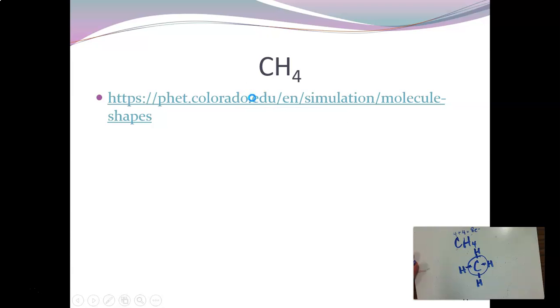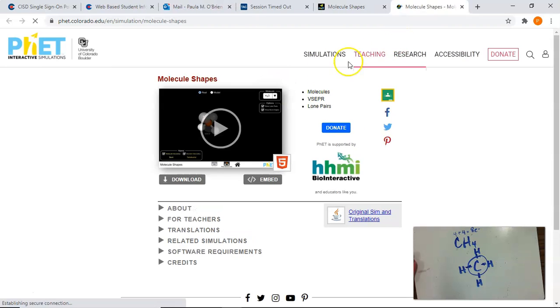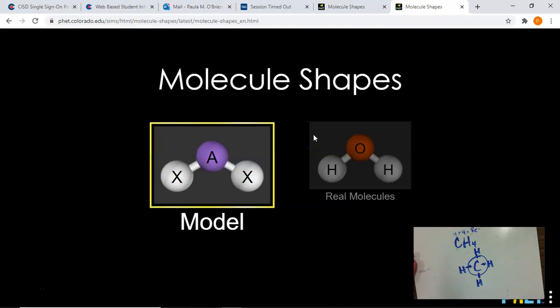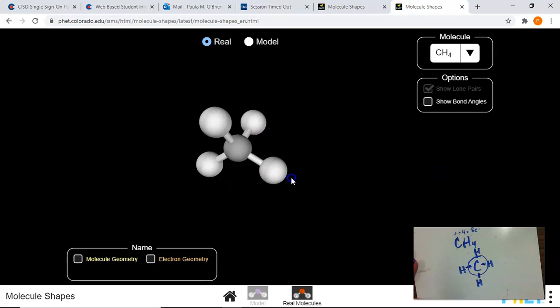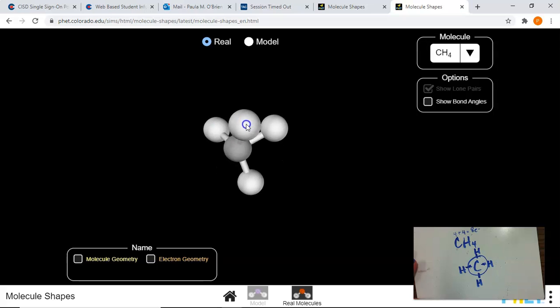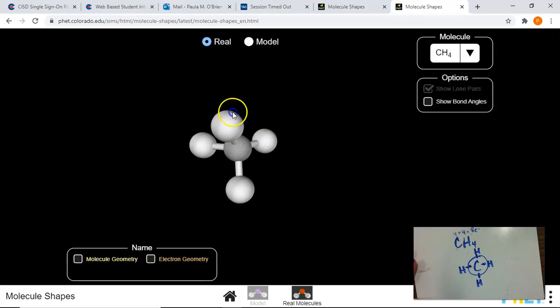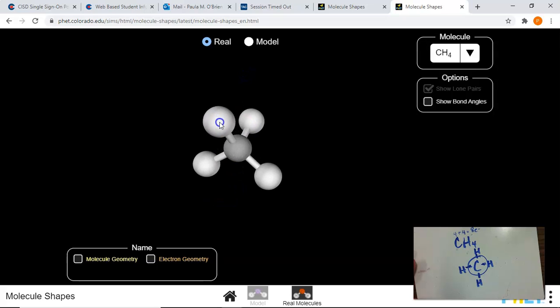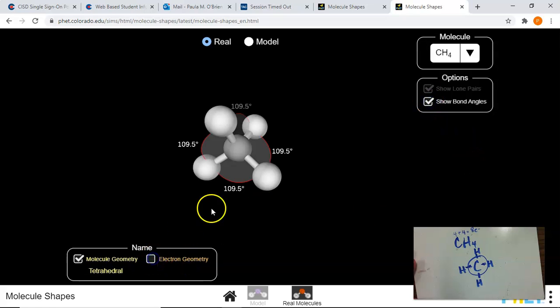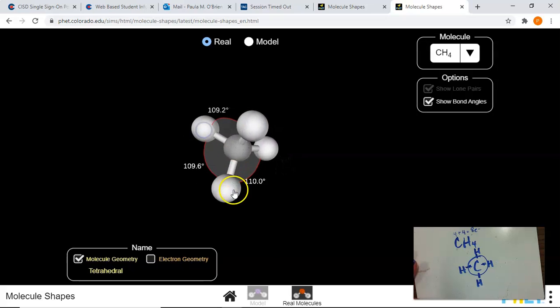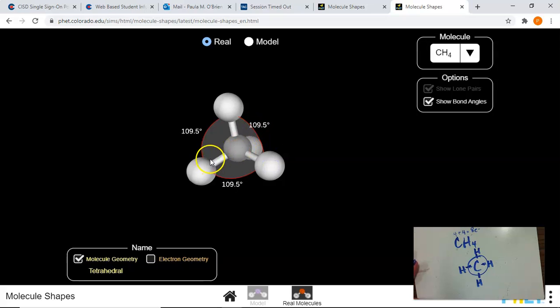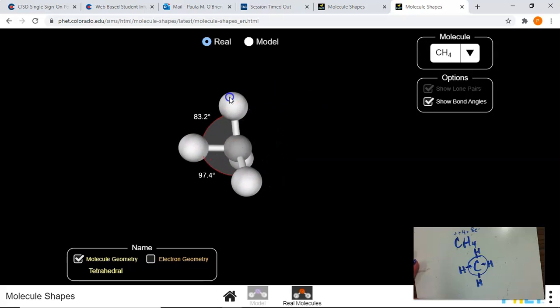Now we're going to look at the PhET for methane. Real molecules, and we will pick CH4, carbon tetrahydride. So there it is, our little tetrahedral molecule. You can try to push them together, but they don't want to stay together. I'll show you the bond angle. There we go, at 109.5. You can try to change them, but they're going to push back apart from one another. And that is a tetrahedral molecule.